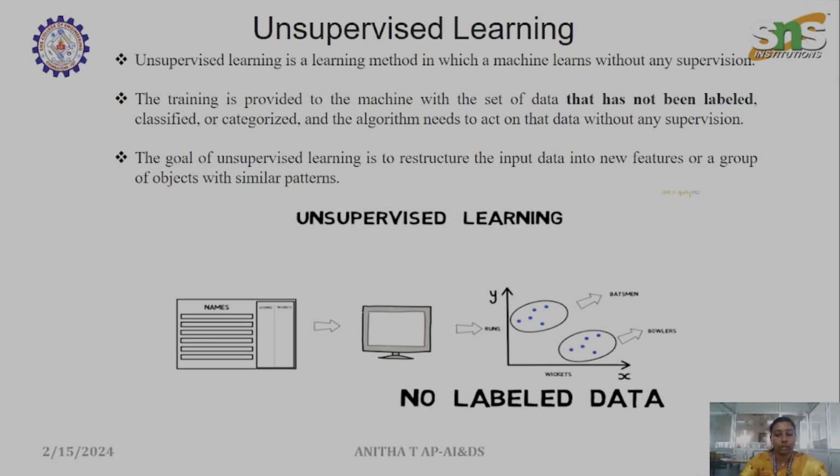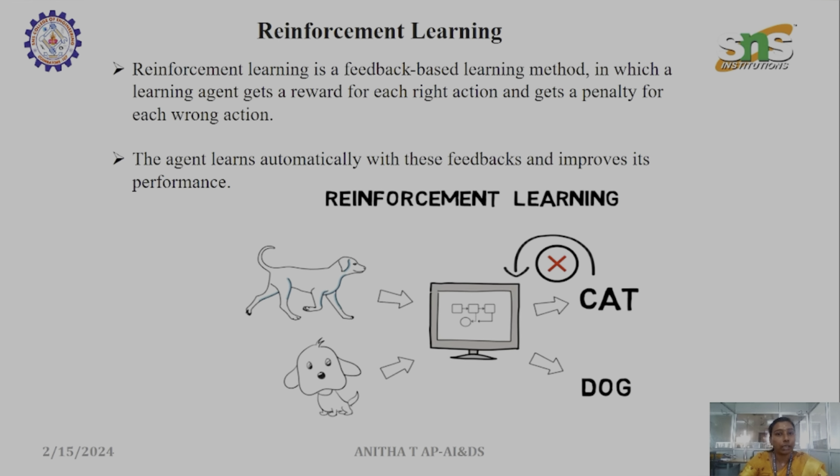Next is reinforcement learning. Reinforcement learning is a feedback-based learning method in which a learning agent gets a reward for each right action and gets a penalty for each wrong action. The agent learns automatically with this feedback and improves its performance. It's often used in the following areas: robotics, video gaming, and resource management.